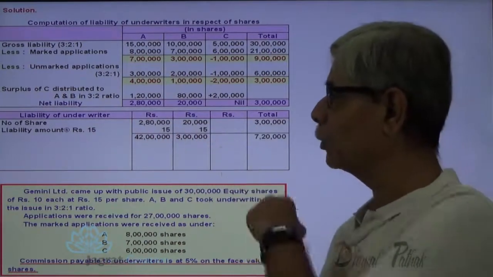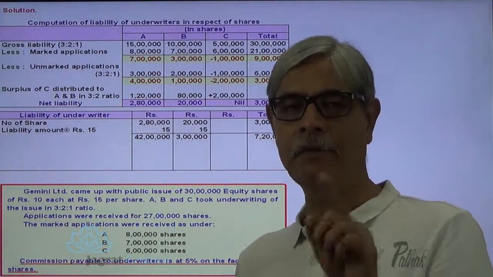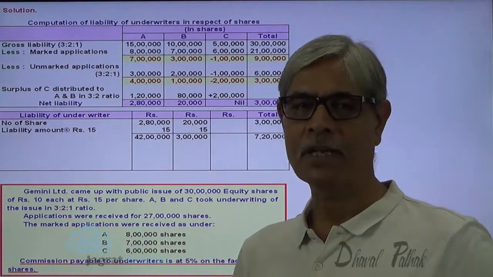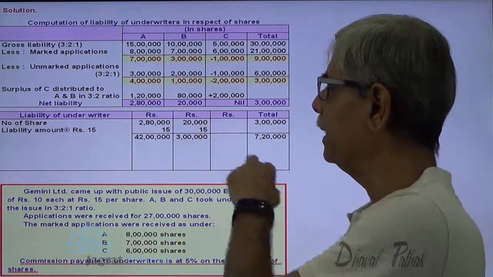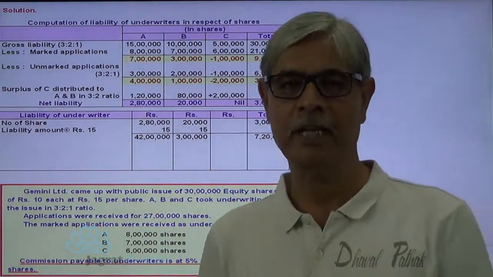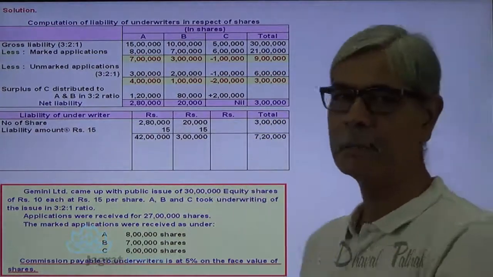So A is allotted 2,80,000 shares. At the rate of 15 per share, he is required to pay 42 lakhs to the company because the shares are allotted to him. In the same way, B is allotted 20,000 shares. He is required to pay 15 rupees per share. So this is the amount that he is supposed to pay.